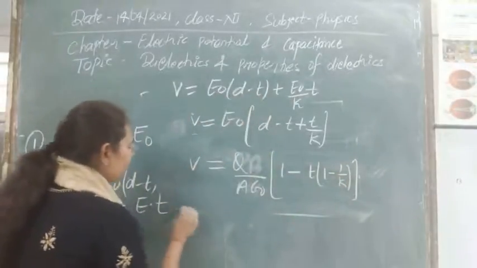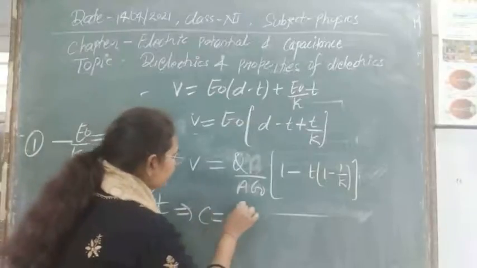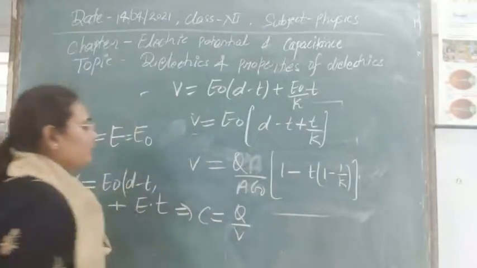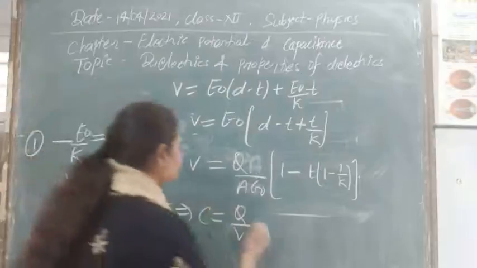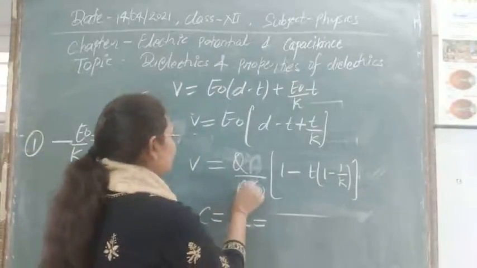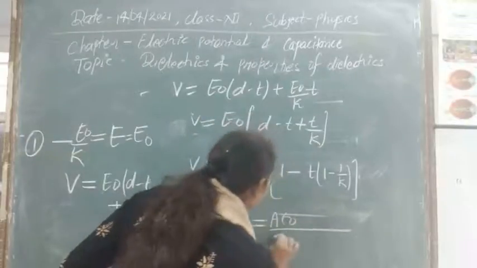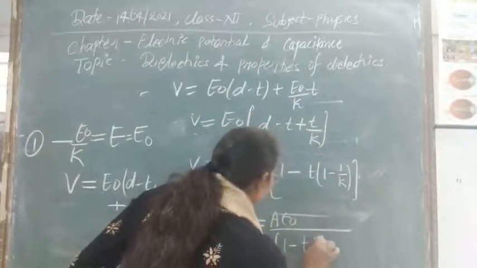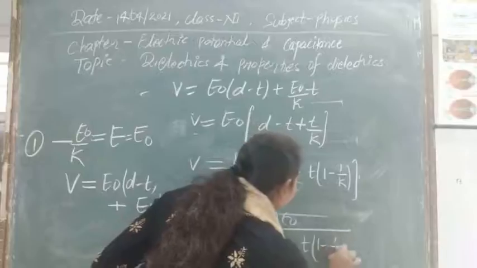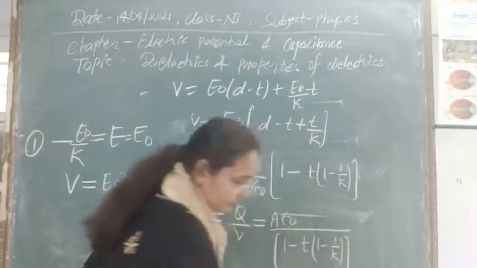This is equal to V, and we know that capacitance is given by Q by V. So let's solve it by the value. Q by V will be equal to A epsilon 0 divided by d minus t times 1 minus 1 by K.